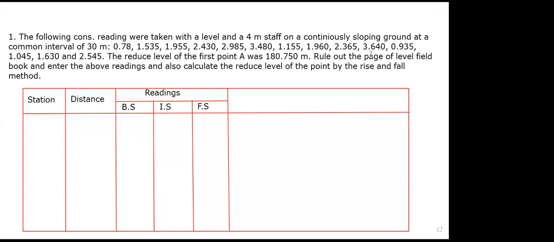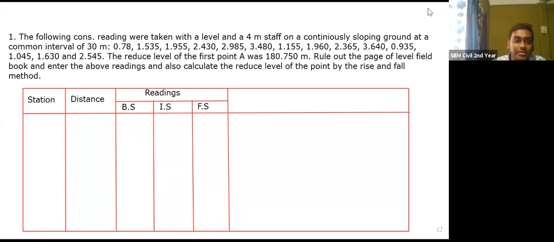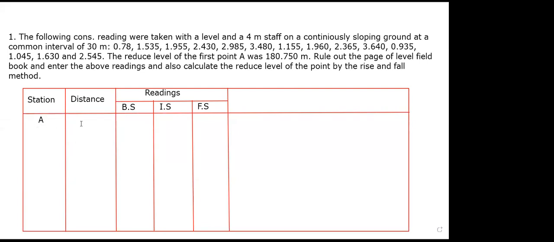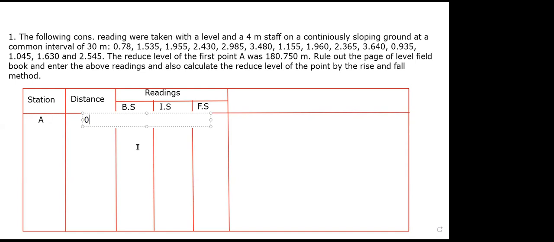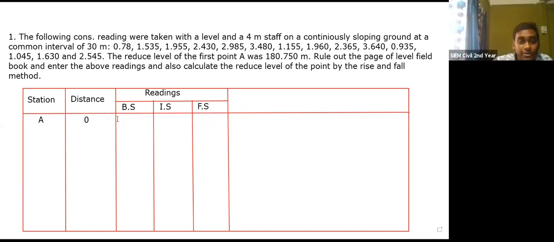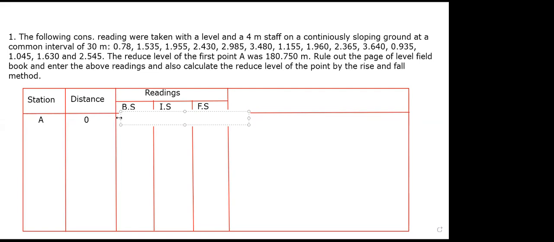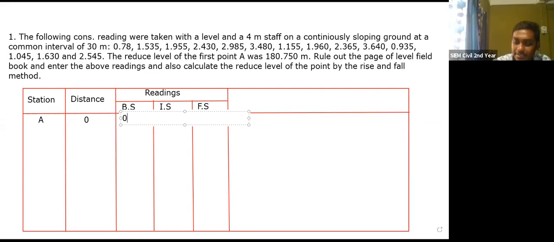अच्छा, next अभी देखो कि यहाँ पे so the station, what is the first station? Station A is the first station. Now the distance. So first distance is zero. Our first reading is 0.78. So this 0.78 is what? BS, Backside. That means 0.78 is our backside reading.